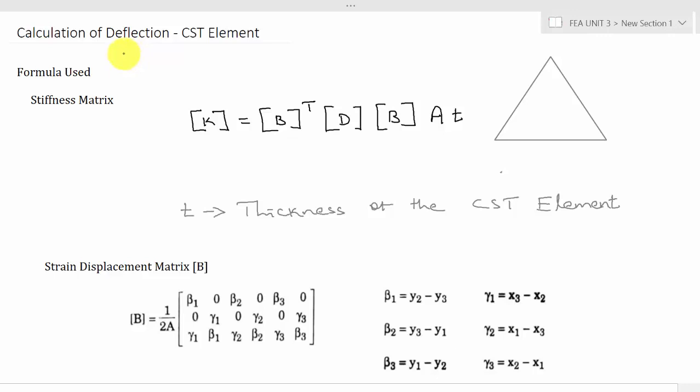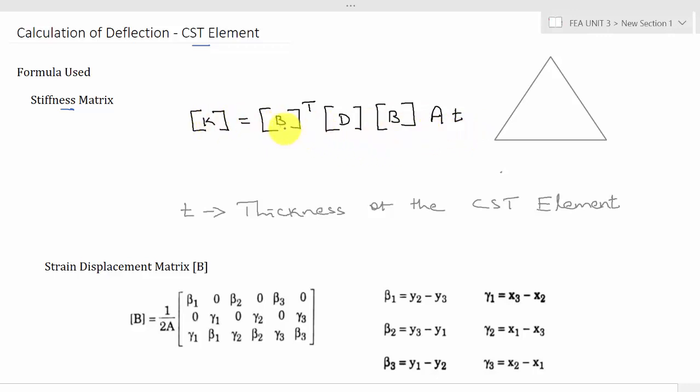In this lecture, we are going to solve a problem on calculation of deflection for CST element. So before going to the problem, these are all the formulas to be used in the CST element. So first is the formula for stiffness matrix. So K is equal to B transpose D B A into T. So this is the formula for stiffness matrix.